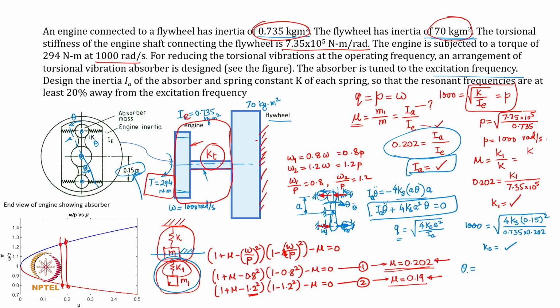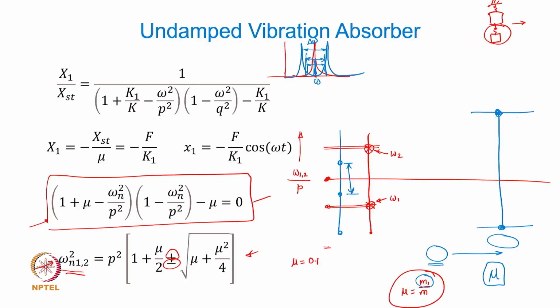What is the theta of the absorber link? This is that absorber link that I am talking about. You remember what was the expression for x1 of t? Just flip a few slides back. It was f by k1 cos omega t, minus, of course I am not using the negative sign here, I am interested in the amplitude, f by k1 cos omega t.